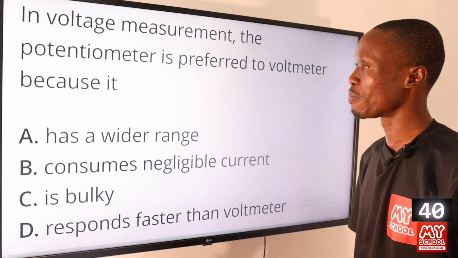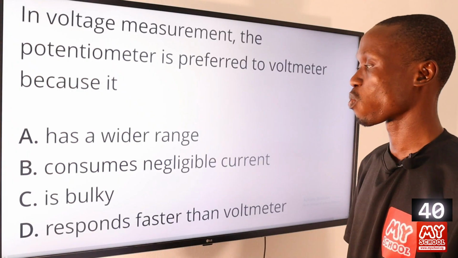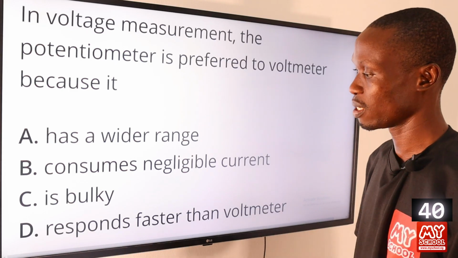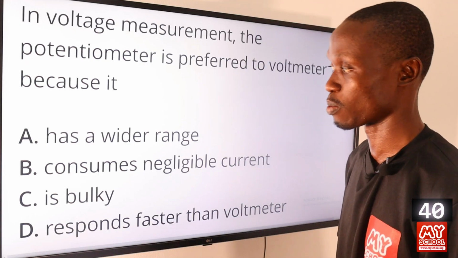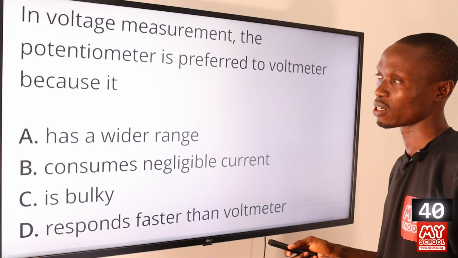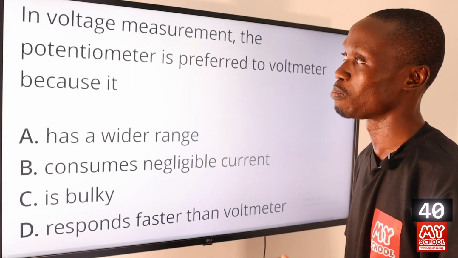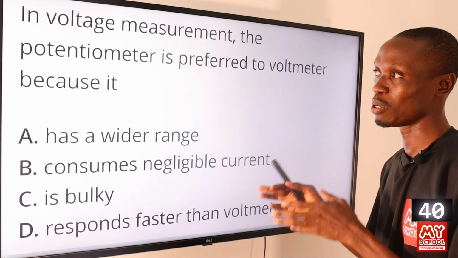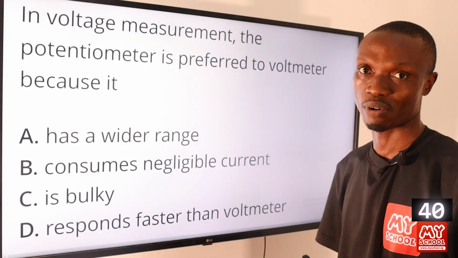Question 40. In voltage measurement, the potentiometer is preferred to voltmeter because it: A, has a wider range; B, consumes negligible current; C, is bulky; D, responds faster than voltmeter. The answer to this question is option B, consumes negligible current. The potentiometer is preferred to voltmeter in voltage measurement because the potentiometer does not draw significant current from the circuit being measured. So that makes option B the correct answer to this question, consumes negligible current.